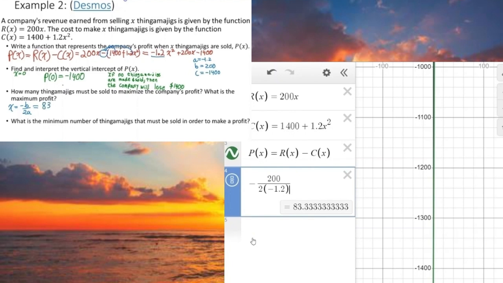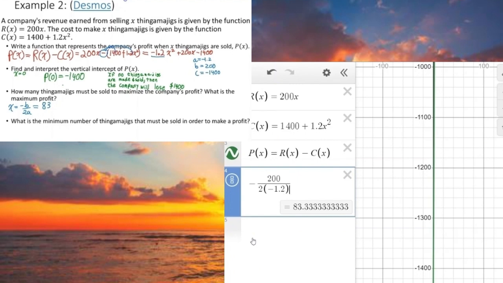Because of how the parabola is shaped, we could either round to 83 or 84, depending if you want to round up or round down. But the reason why we want to round to 83 in this case, following our standard rounding rules, is because 83 is closer to 83.33 than 84 is. So the point where x equals 83 will be higher on the parabola than the point where x equals 84.